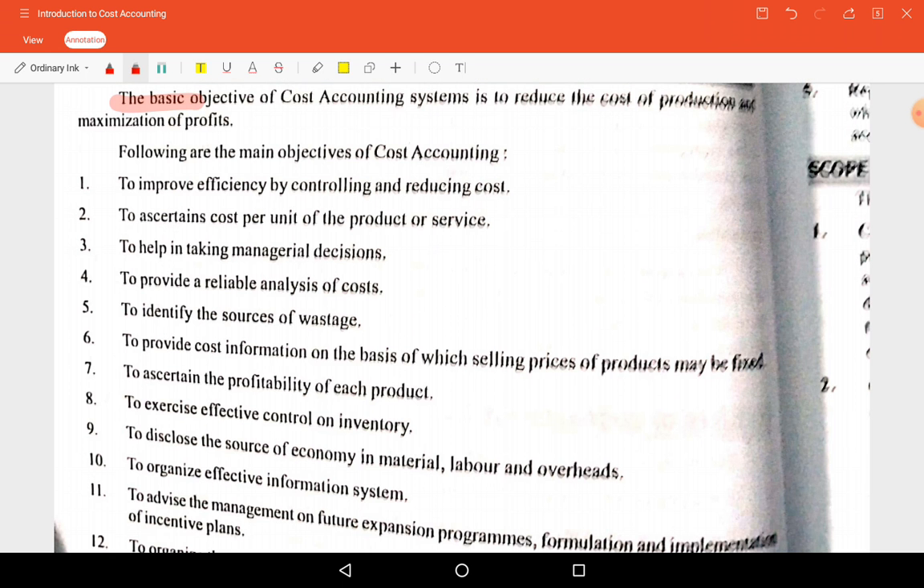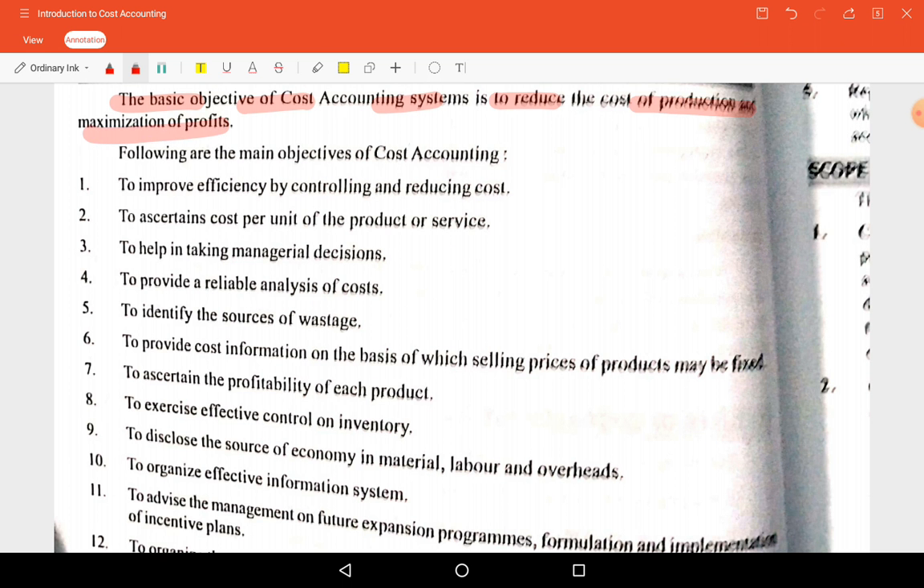The basic objectives of cost accounting are to reduce the cost of production and maximize the profit. For that purpose they use different techniques, as I said: cost control and cost reduction. So the following are the main objectives of cost accounting: to improve the efficiency by controlling and reducing the cost.